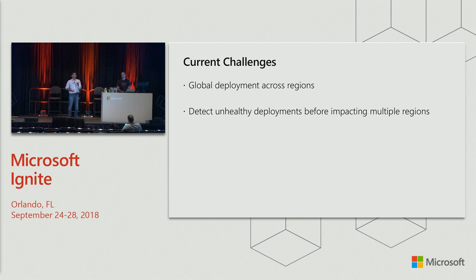How do you detect these early? So you do a deployment to region 1. Say, for example, it was not a good deployment. You want to stop it right there before it impacts your service globally. How do you do that, right? So there were some challenges around that.